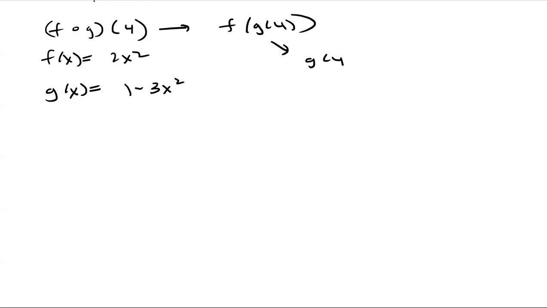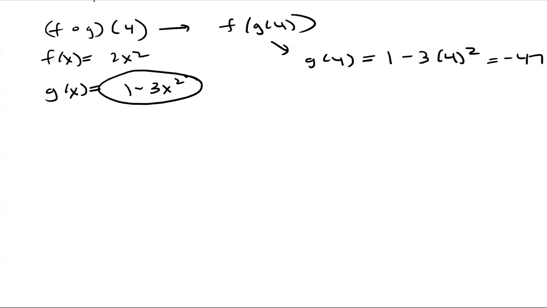So g of 4 is going to equal what? Well, I'm going to use this equation. So that's going to be 1 minus 3 times 4 squared. Okay. So when I do that, I get, looks like negative 47. Okay. All right. So now I know what g of 4 is, negative 47. So now this here becomes f of negative 47. Okay. Because again, g of 4 is negative 47.